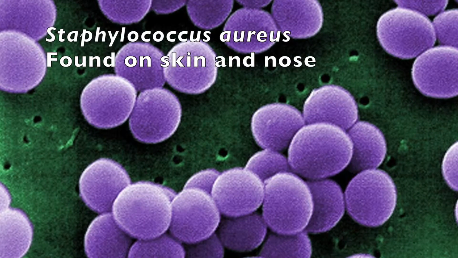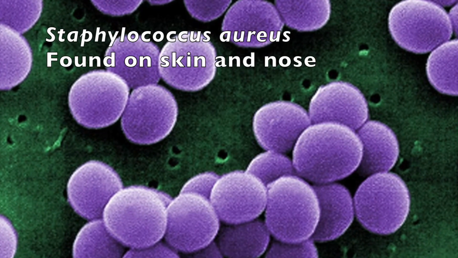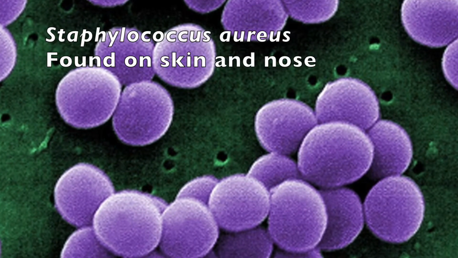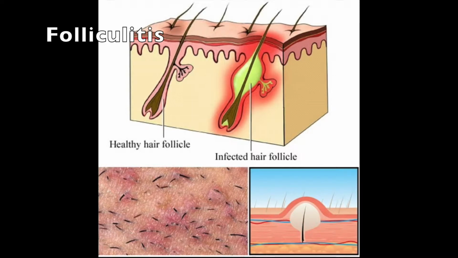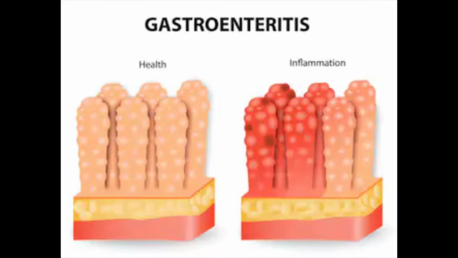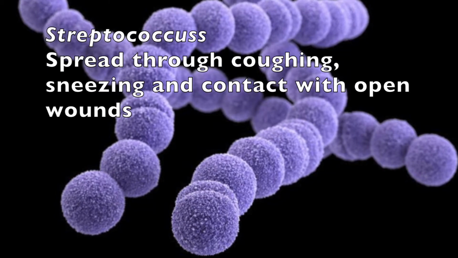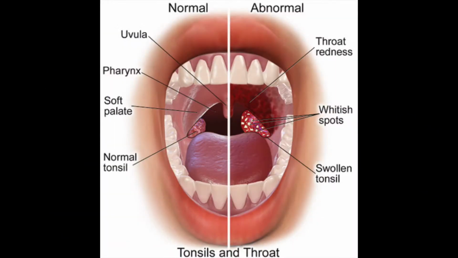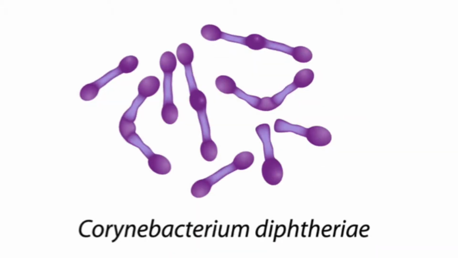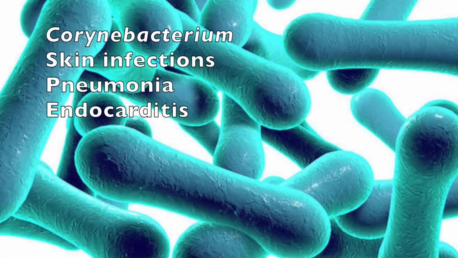Many people carry the Staphylococcus aureus bacteria either on the surface of their skin or in their nose, and mostly there isn't a problem. However, if the bacteria enters the body, it may multiply and cause an infection. This bacteria can cause a host of minor conditions such as folliculitis and ear infections, to the more serious ones such as sinusitis and gastroenteritis. The Streptococcus bacteria can be spread through coughing or sneezing as well as through contact with infected wounds or sores. It is responsible for strep throat as well as other illnesses including pneumonia, meningitis, and sepsis. Corynebacterium is mainly responsible for diphtheria but can also cause skin infections, pneumonia, and endocarditis.